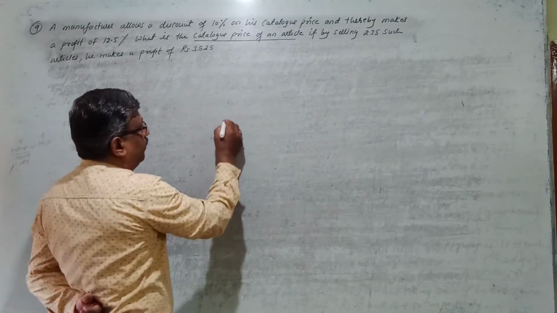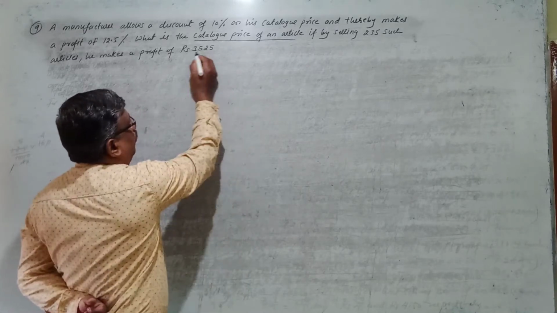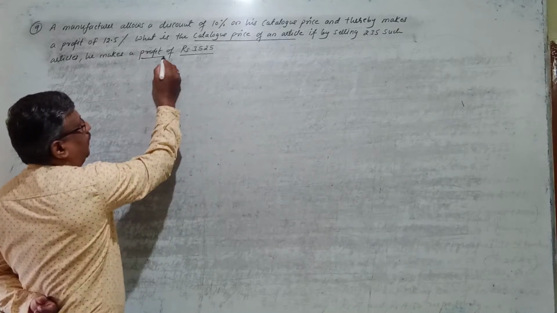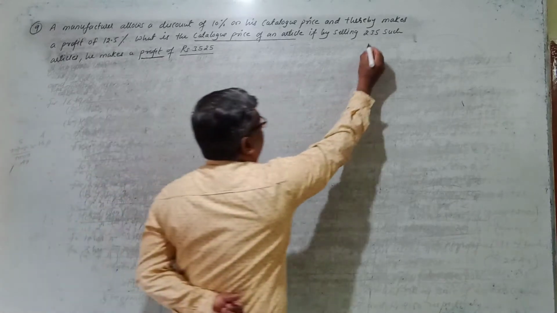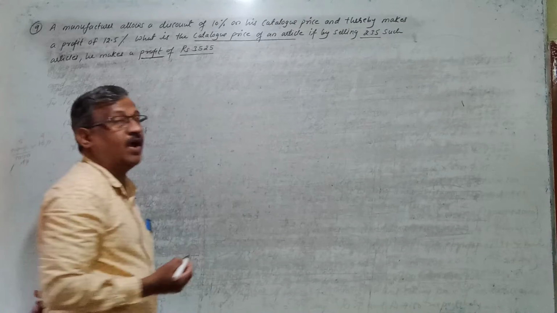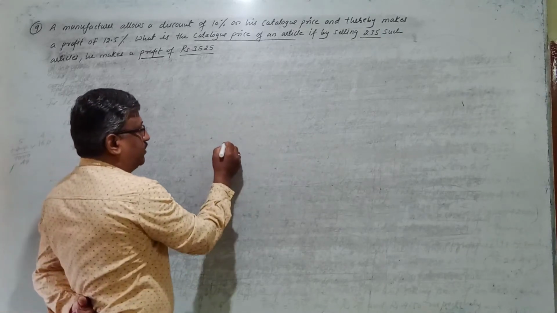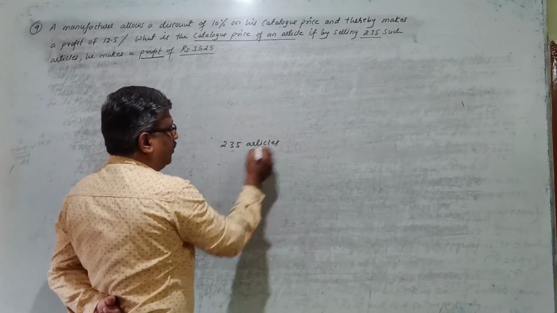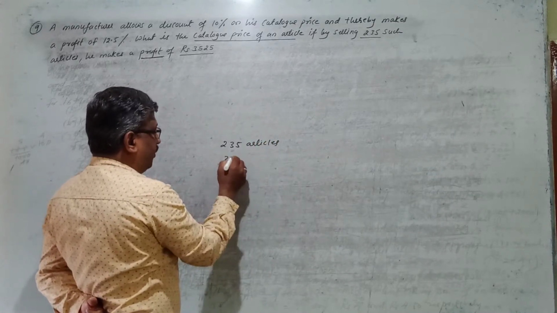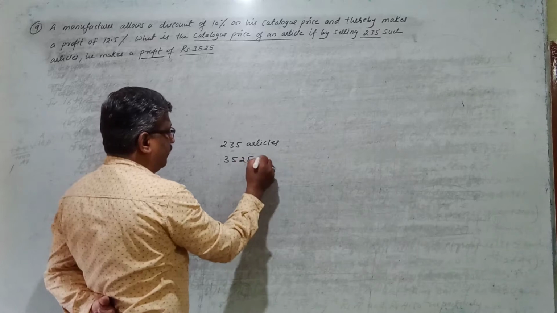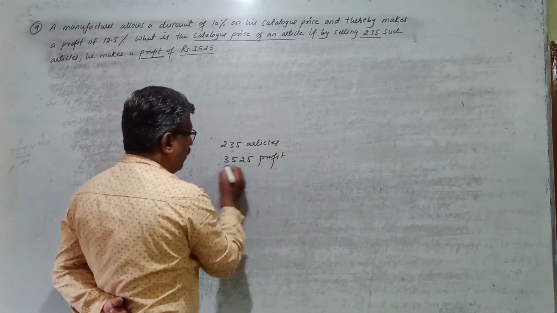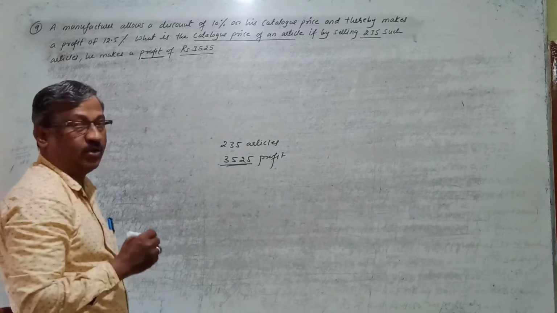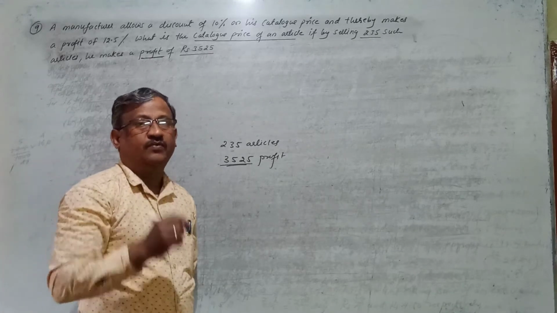And what they have given in the problem is 3,525. This is the profit. This is the profit of how many articles? 235 articles. Means by selling 235 articles, he has made a profit of rupees 3,525. This is the profit of how many articles? 235 articles, and we have to calculate the catalog price of one article.